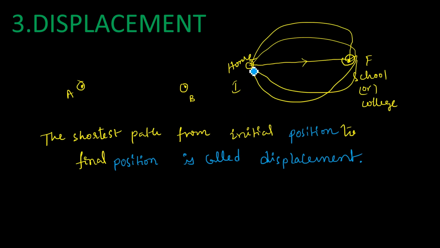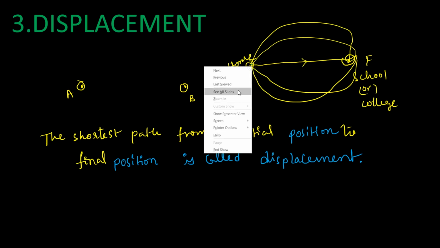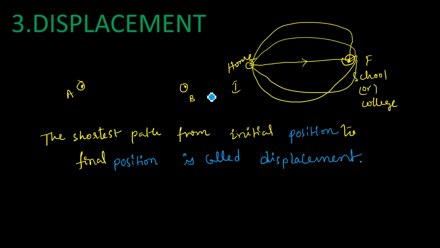Now simply you can see here, there are many paths. So this is A, B, C, D, like this if you take, but X is the shortest path. The shortest path from initial position to final position is called displacement.